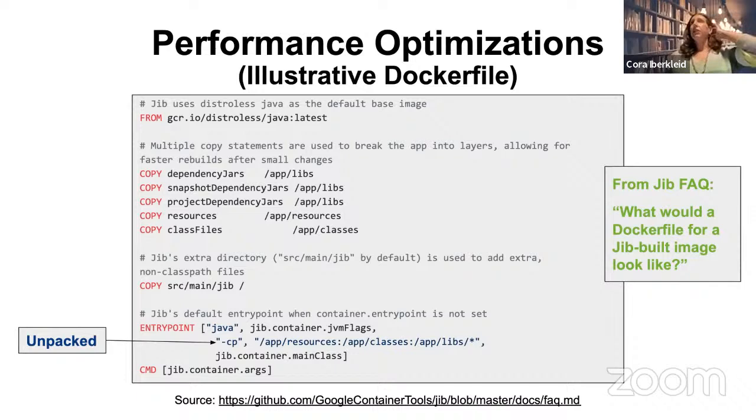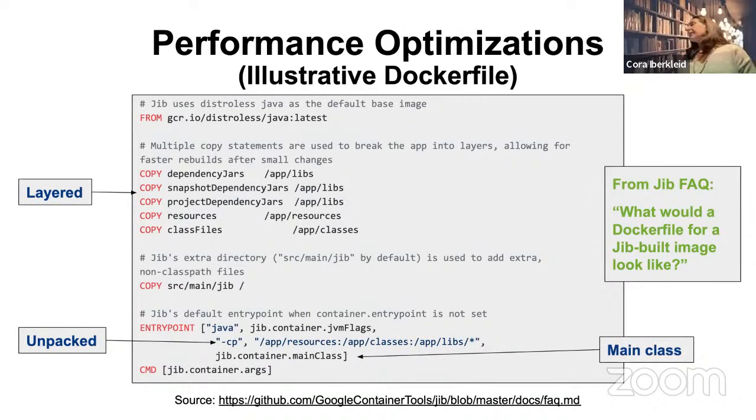And then the other thing that they do, right, the layers, right? So rebuilds are faster and safer. And then they also use the main class for startup, which is not as much of a lift as unpacking the files, but it's another little optimization built into Jib.